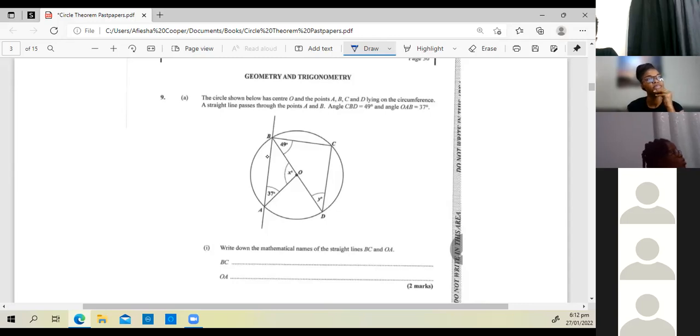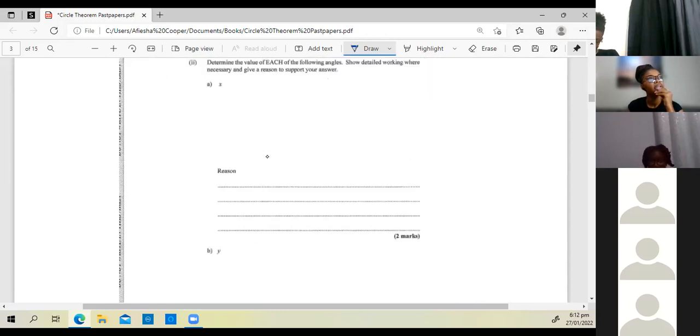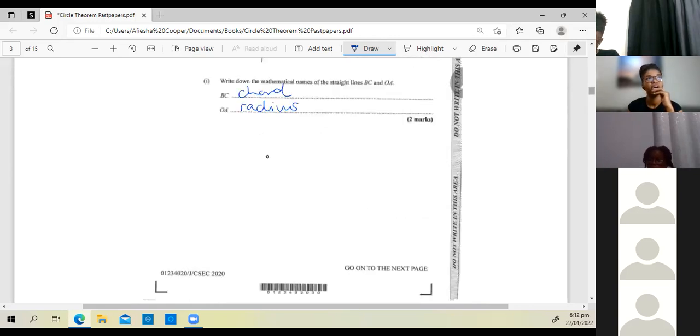BC. What's BC? Chord. Nice. What is OA? Radius. Nice. Easy stuff, right? Best 2 marks ever. Part 2. Determine the value of each of the following angles. Show detailed working where necessary and give reasons to support your answer.